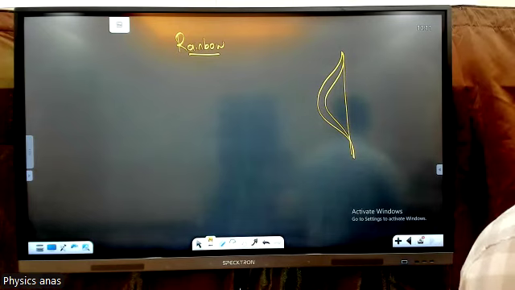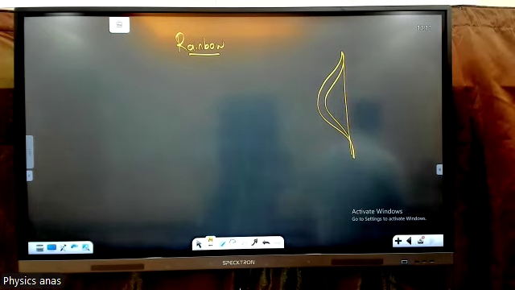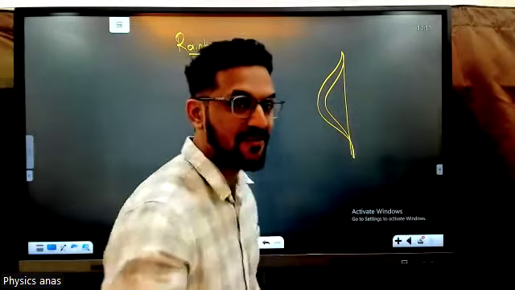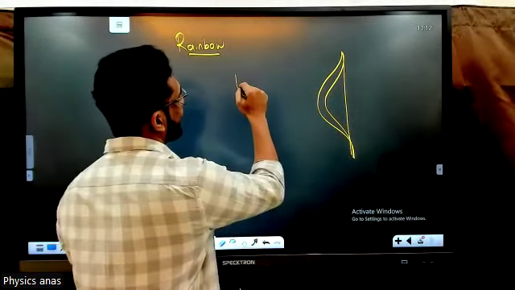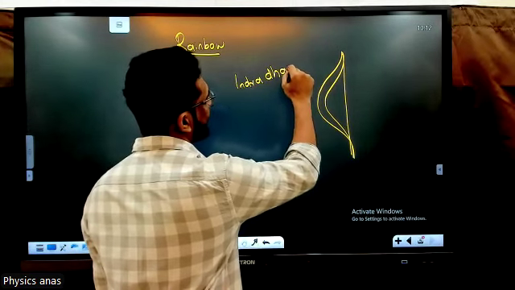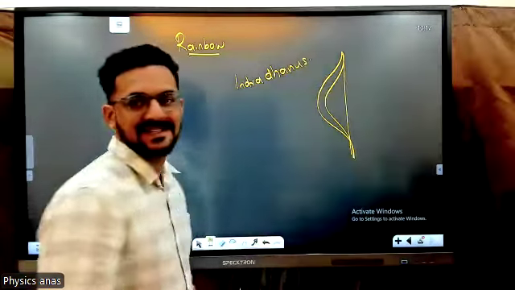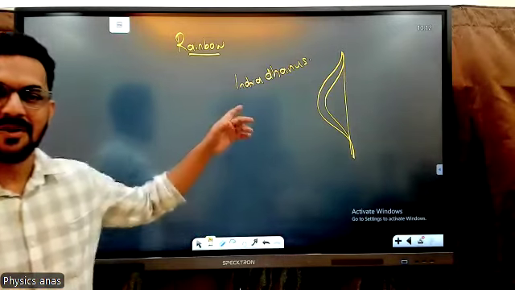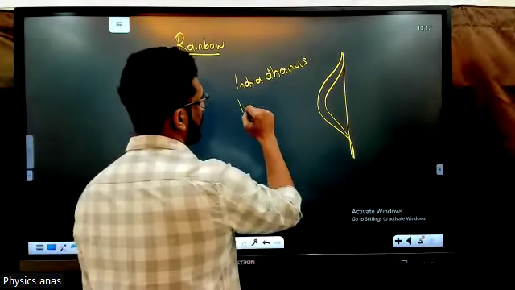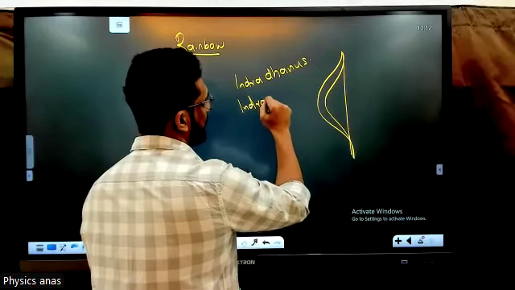Any of you know another name for rainbow in Malayalam? It's called Indradhanus. It's a purified form of Malayalam. I heard it in a Malayalam poem. What is the meaning of this Indradhanus? Another name is Indrachapam.